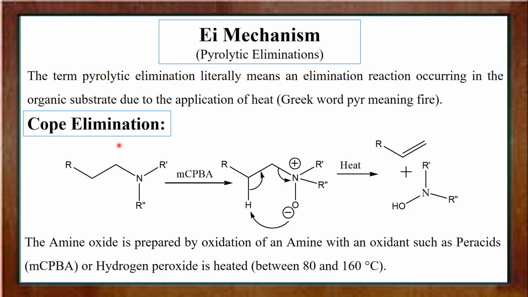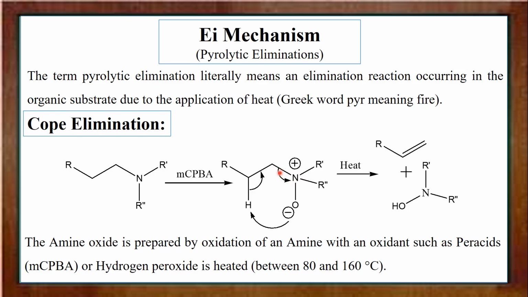Here we start with an amine. This amine is oxidized with peracids like metachloroperbenzoic acid or peroxides. So the amine undergoes oxidation to form an amine oxide, an N oxide. Here the nitrogen with the positive charge is going to be removed with these bonded electrons.